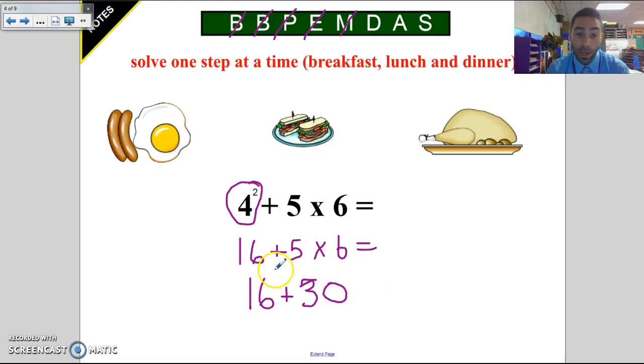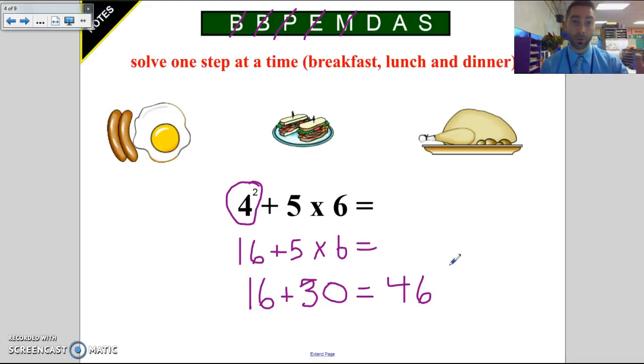And so here I now have 16 plus 30. And all I have left is addition. So I just do the addition and I get an answer of 46. And that's how you do your breakfast, lunch, and dinner. It's the same process in which you go step by step.